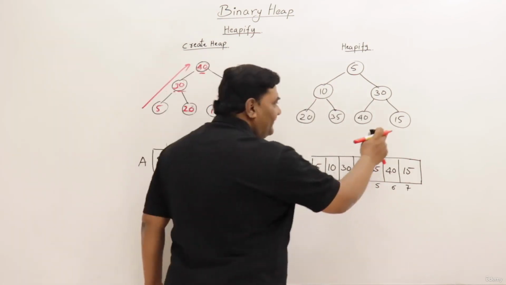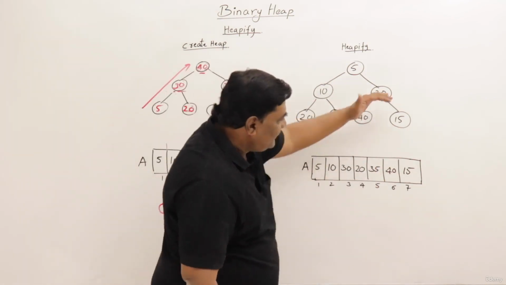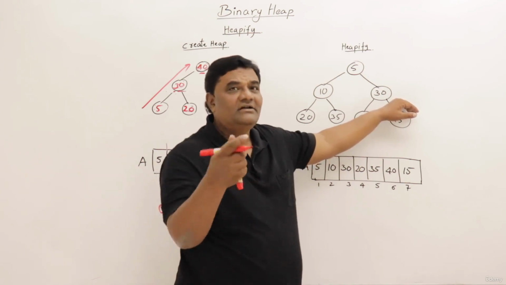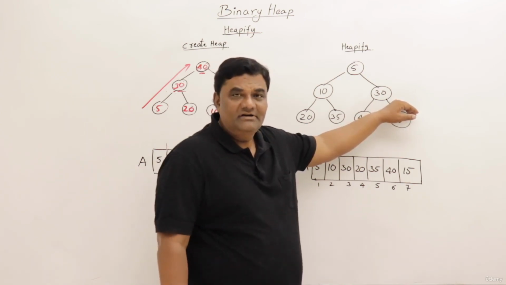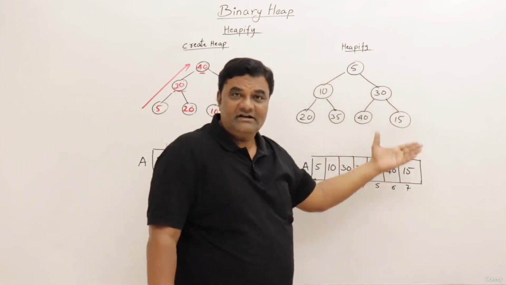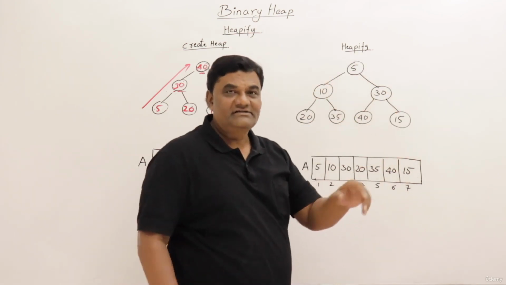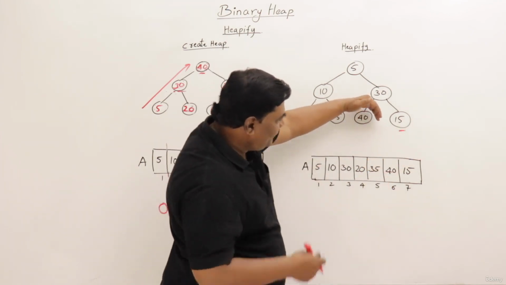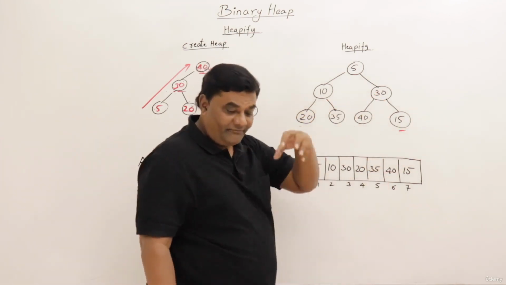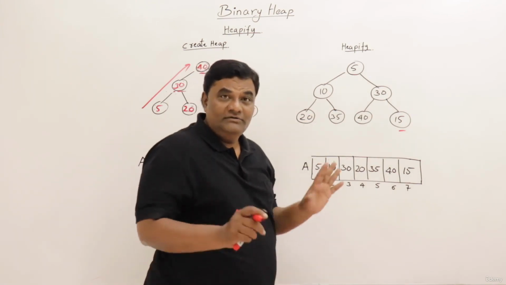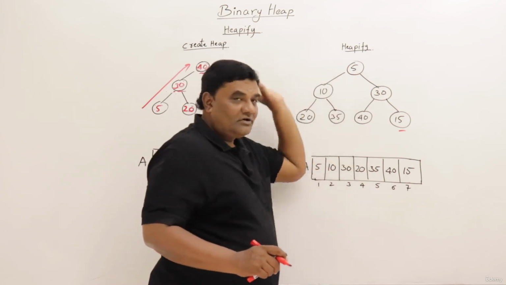Let me do it now. 15, is it having any children? So imagine only 15 is there. Alone, single element. It's a heap, because nothing is there below. Forget about all the elements, just 15. There are no children, so it's adjusted. It's a heap. Finish. Don't have to do anything. Then 40, below 40 nothing is there. So from 40 onwards, if you look downwards, 40 is in a heap. Alone 40, right? Ignore all of them.